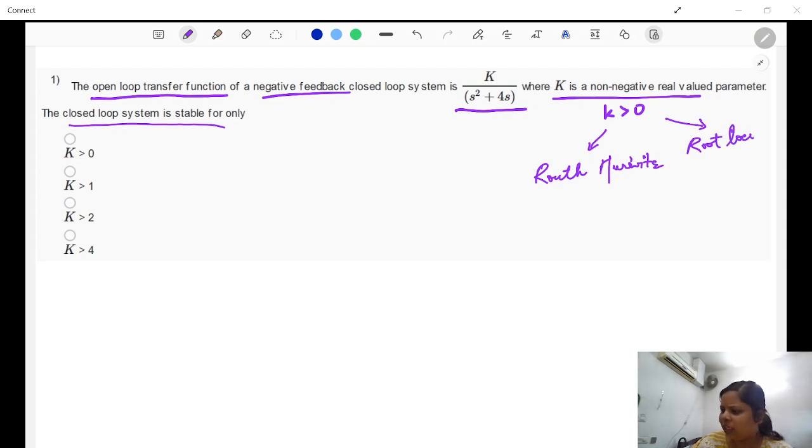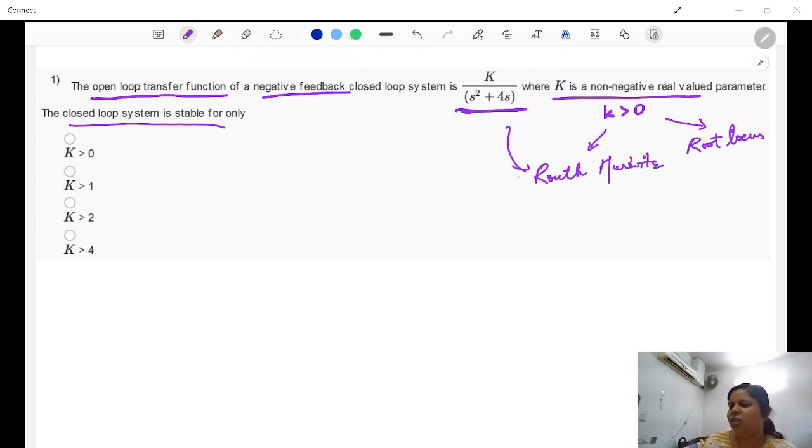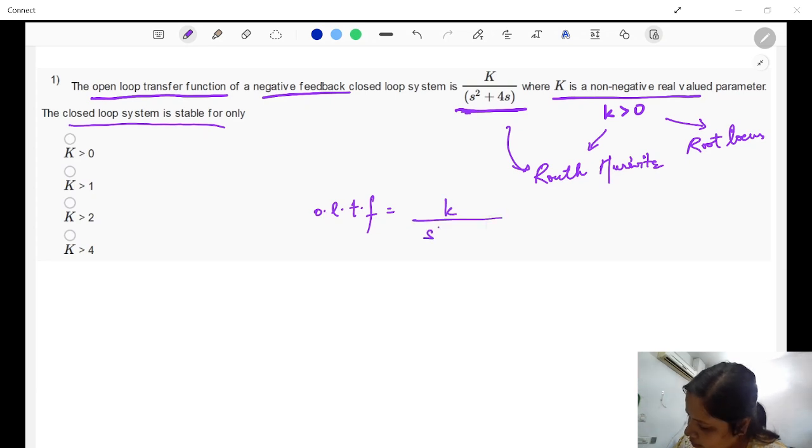Now you see the order of the system, it is just a second order system. In the denominator you have a second order polynomial only. If you have this, it is much easier to go with the Routh-Hurwitz criteria, because you need not even construct a table. The two conditions would be sufficient. So how do we do this? You know that the open loop transfer function is k upon s square plus 4s. What is the closed loop transfer function?